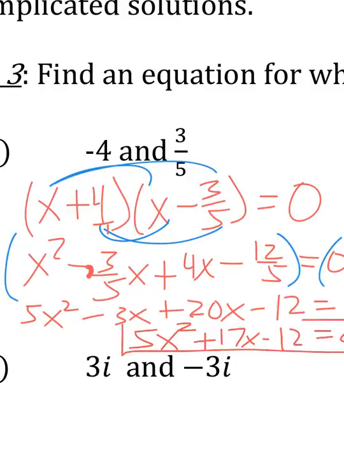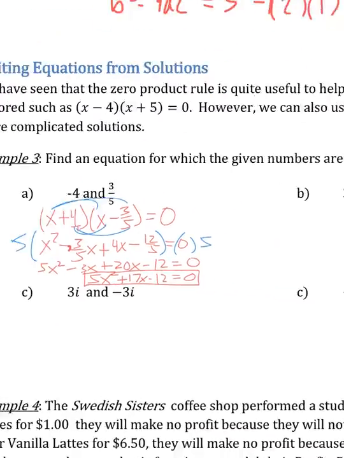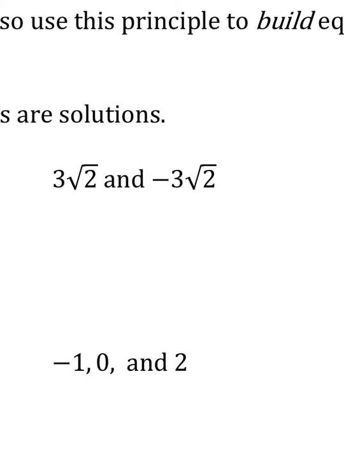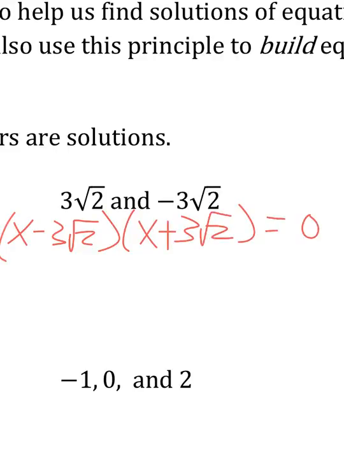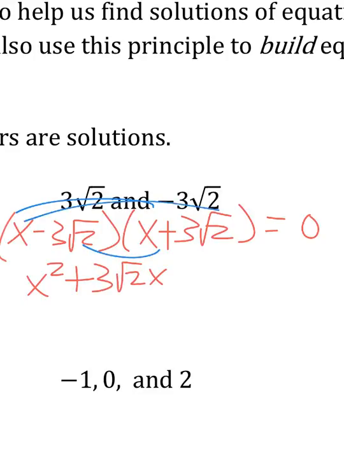Let's try that again. All right. What about some square roots? Does this work with square roots? Well, we're going to write our factors. x minus 3 square root of 2 times x plus 3 square root of 2. And that has to equal 0. Let's go ahead and distribute this out. We get x squared. We get plus 3 square root of 2 x when we multiply these guys.